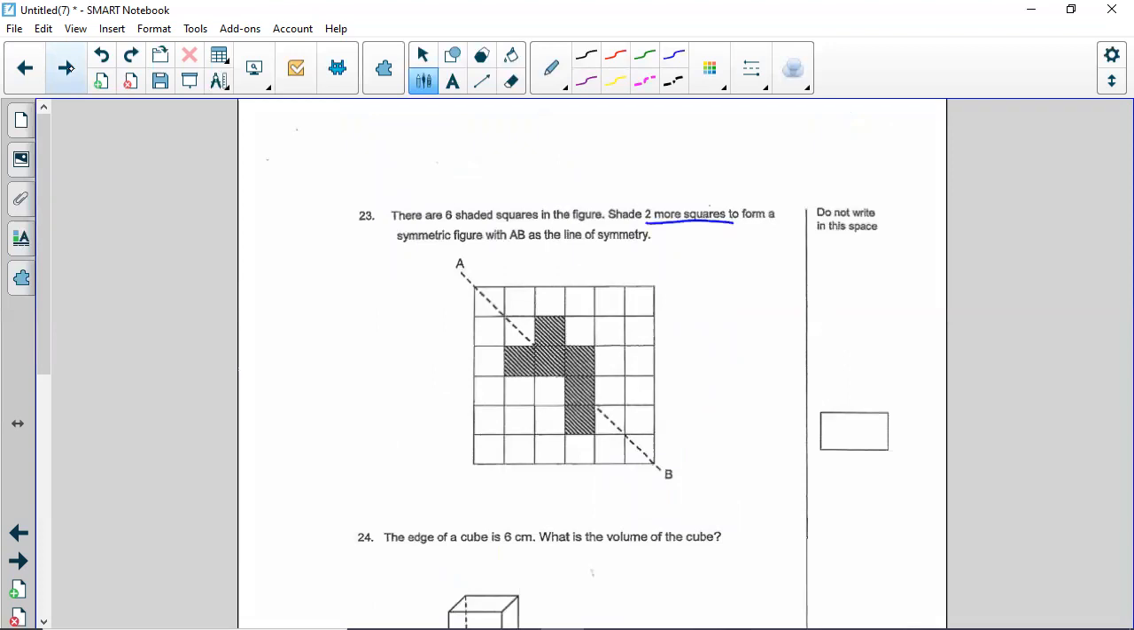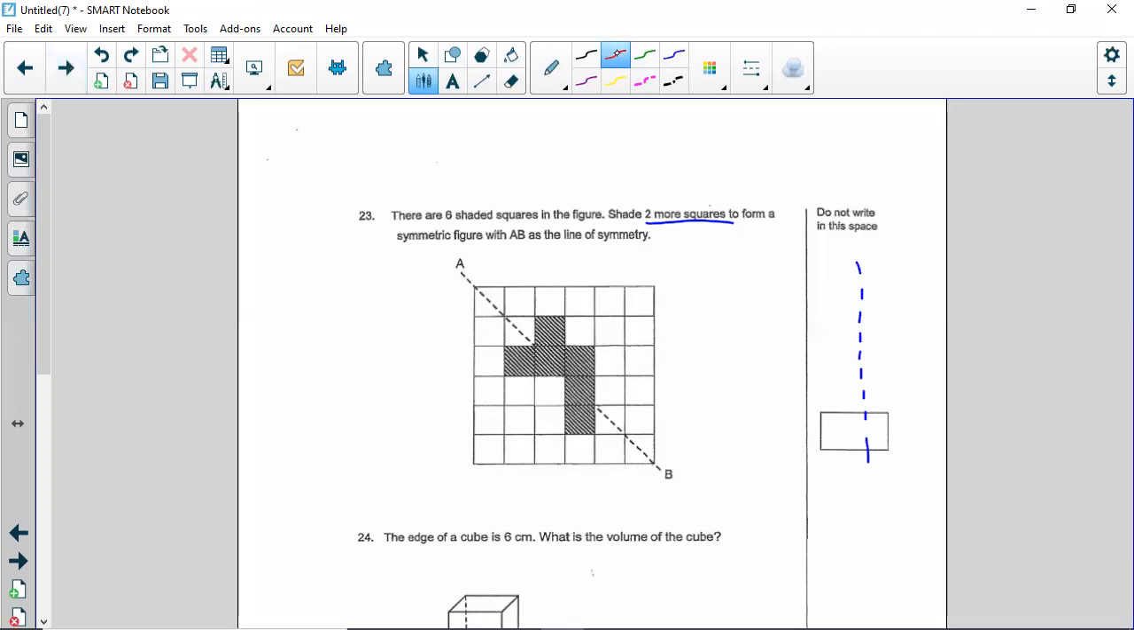Okay, how to do this? Now, there is a way to do this. You turn the paper, I can't turn the screen. You turn the paper until the dotted line is facing you vertically. Then you compare left and right to see whether the left and the right are mirror images. So you look at the diagram.